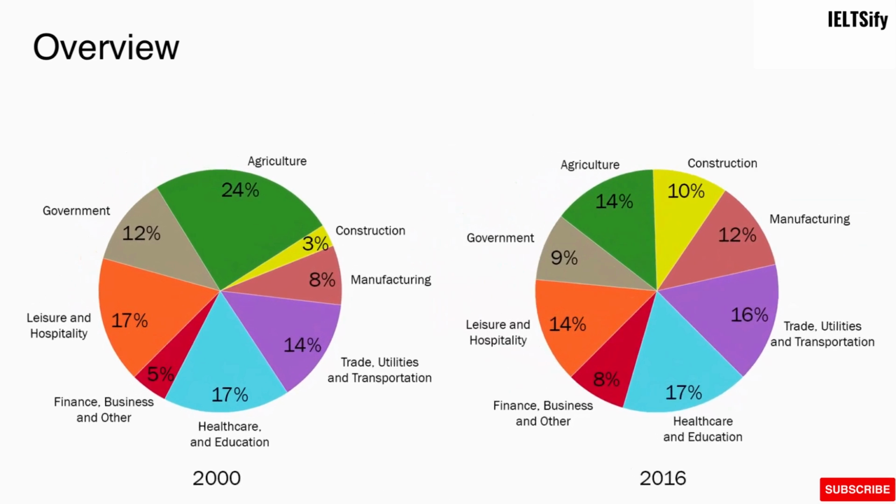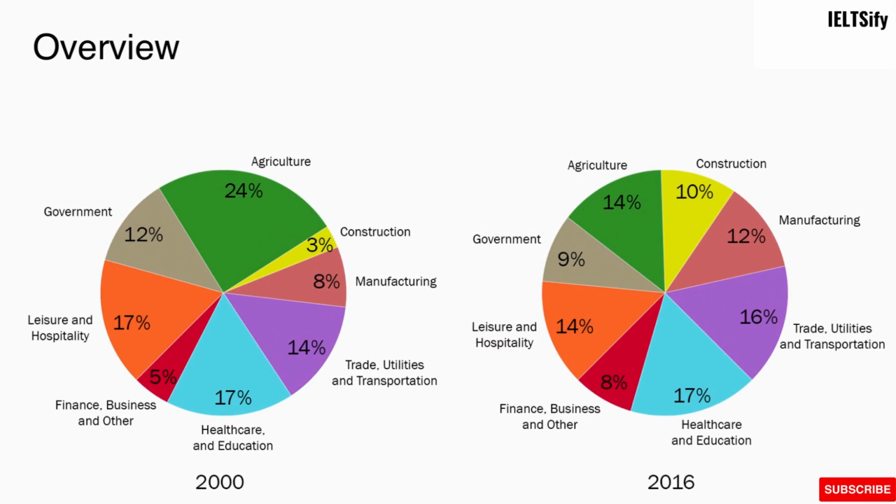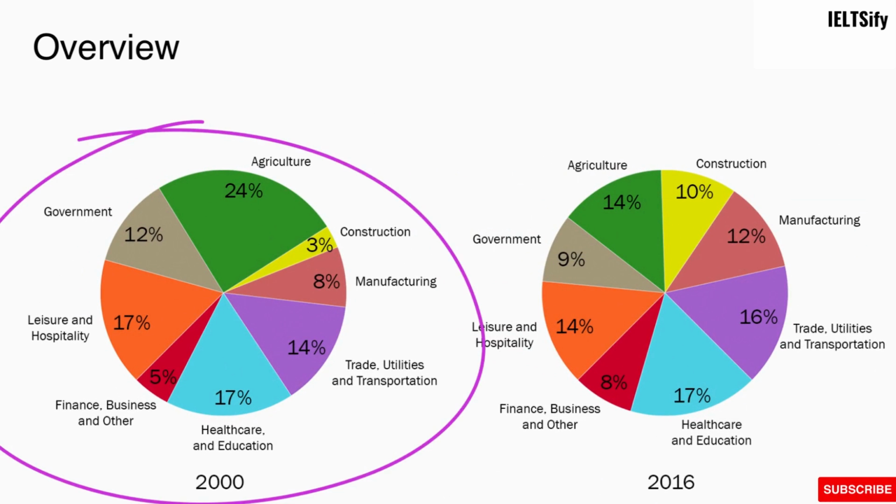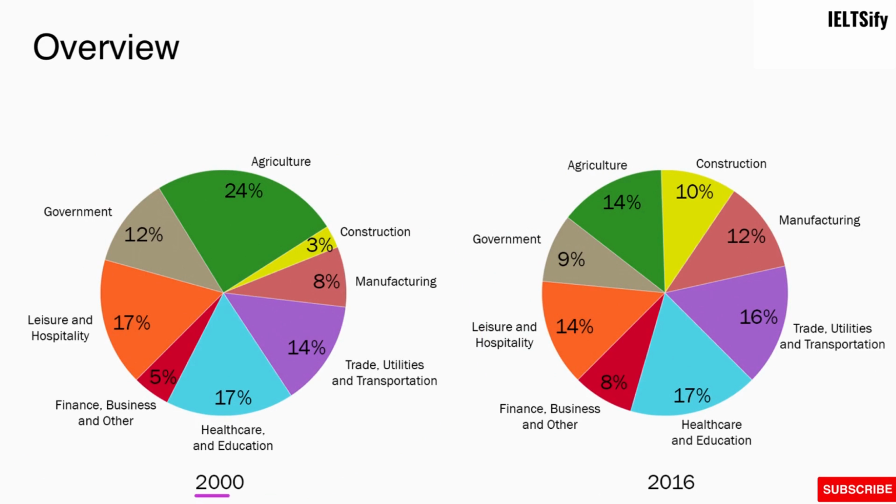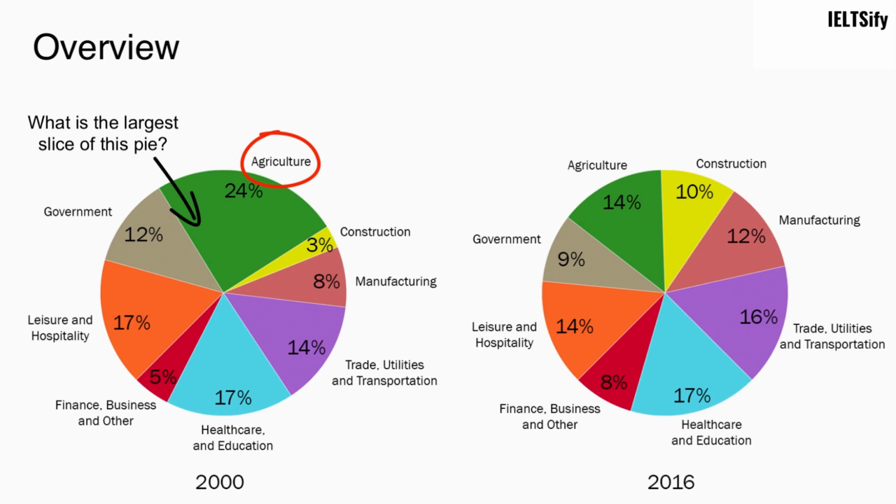Now let's look at each pie chart and find the key features. Our first pie chart depicts year 2000. What is the largest slice of this pie? Well, clearly it's agriculture. This means that agriculture was the biggest part of Turkey's economy in the year 2000.